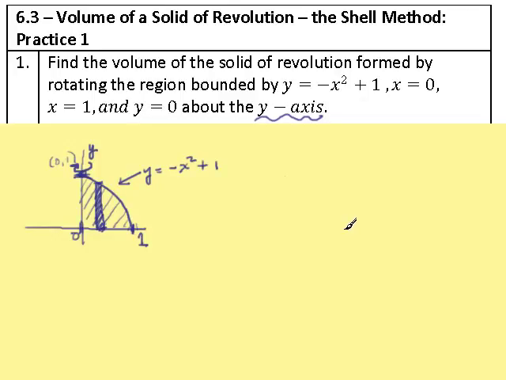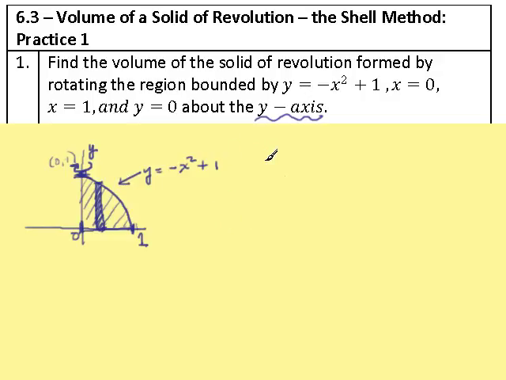In number 1, we want to find the volume of the solid of revolution formed by rotating the region bounded by y equals minus x squared plus 1. That's this curve over here, which is a parabola facing down, x equals 0, that's here, x equals 1, and y equals 0, about the y-axis. So we want to rotate it this way about the y-axis.